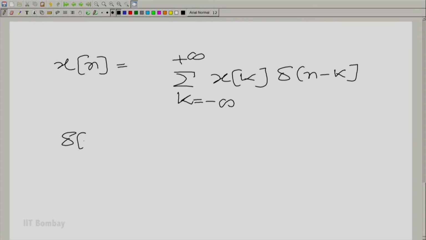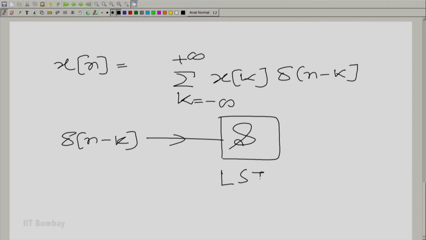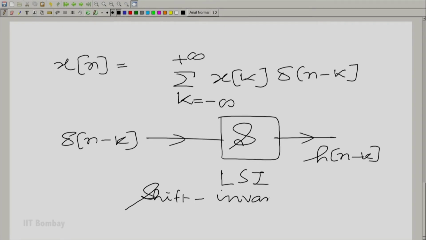We know what happens when delta[n - k] is given to the system. So, let S be a linear shift invariant system. You know that delta[n - k] is going to produce h[n - k] as a consequence of shift invariance. Let us invoke the properties one by one.